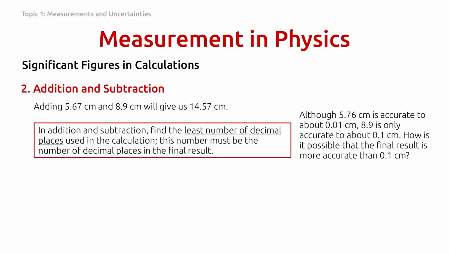From this, we learn that when adding and subtracting, the number of decimal places matters more than the number of significant figures. And this is the rule we have for this case. In addition and subtraction, find the least number of decimal places used in the calculation. This number must be the number of decimal places in the final result. Example: we add 5.67, which has 2 decimal places, with 8.9, which has 1 decimal place. The least number of decimal places in this case is 1. Therefore, the result should be rounded so that it has only 1 decimal place.